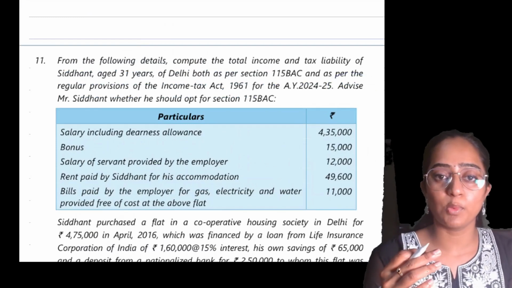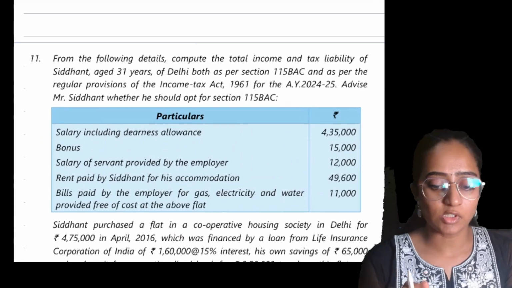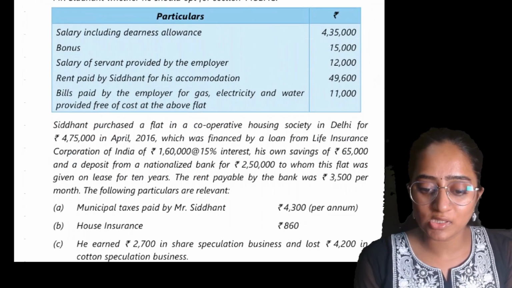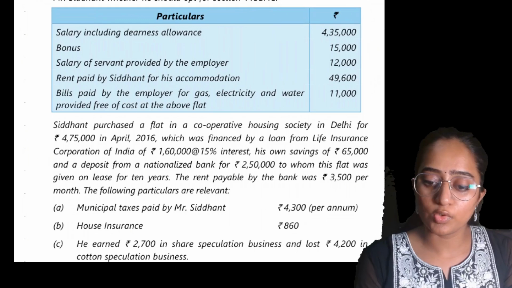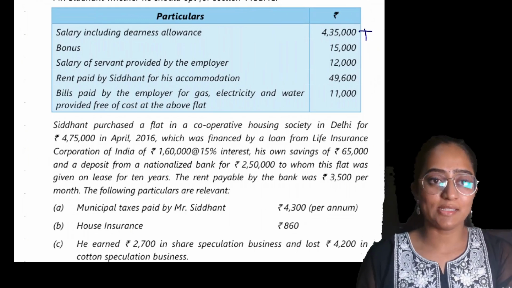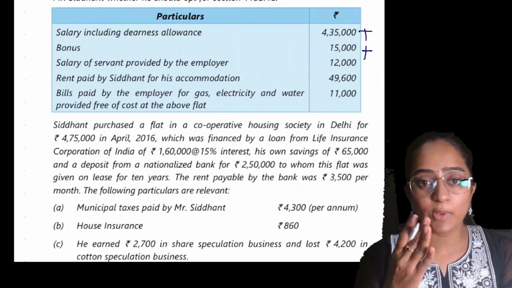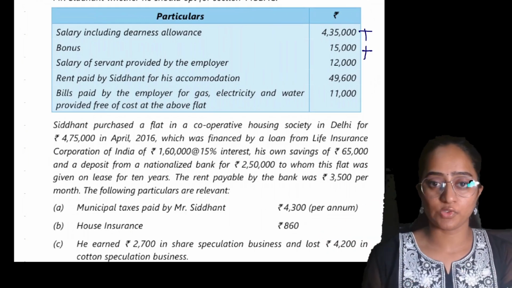We have to do as per both 115 BAC and the normal provisions. See here, the salary information is given in the question, that is, salary including DA is 4,35,000. What are you going to do? You are going to add that to your income from the head salary. Bonus, what you are going to do? Add it to the income. First, I will speak about 115 BAC and then we will discuss the normal provisions.